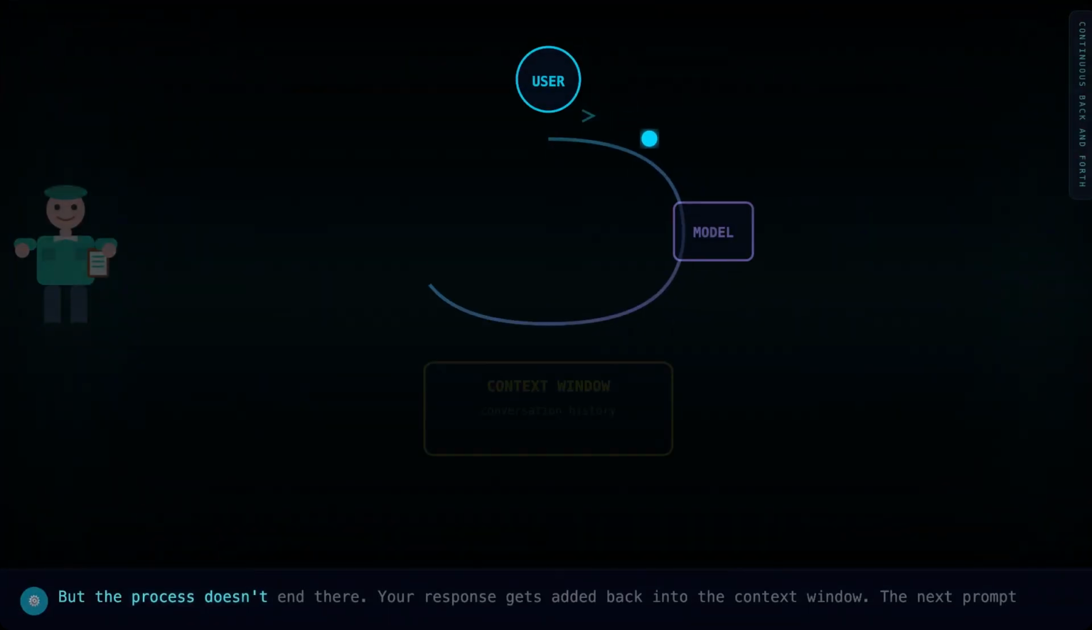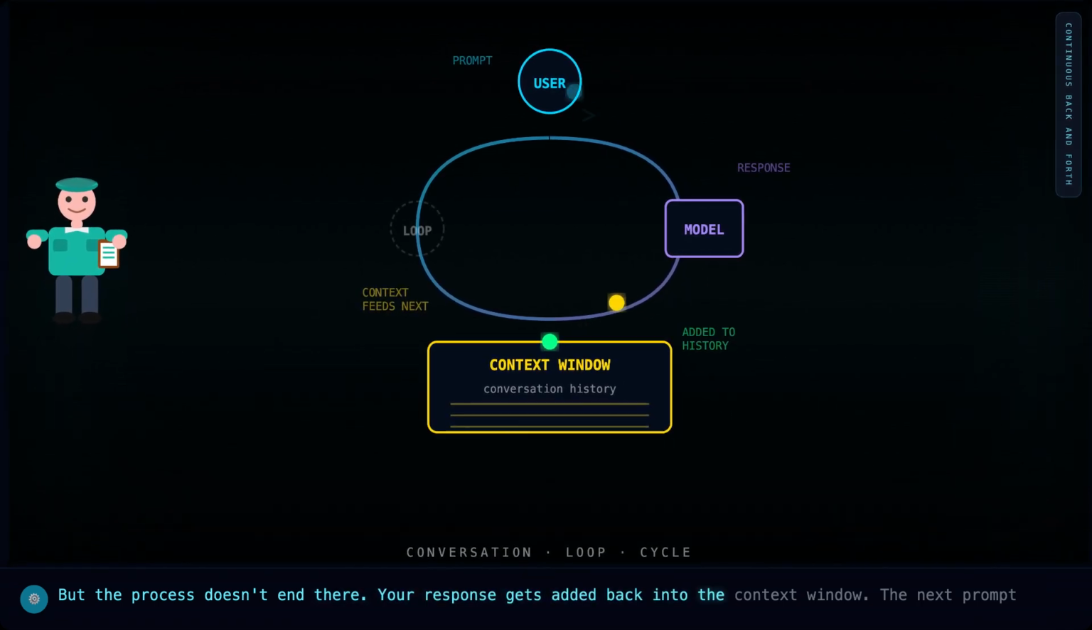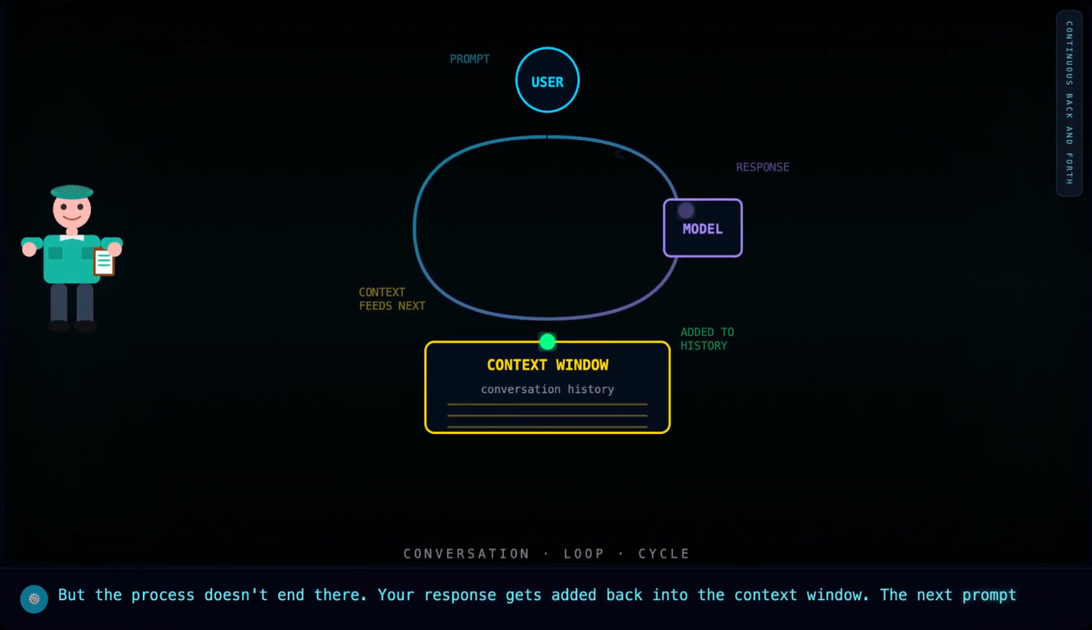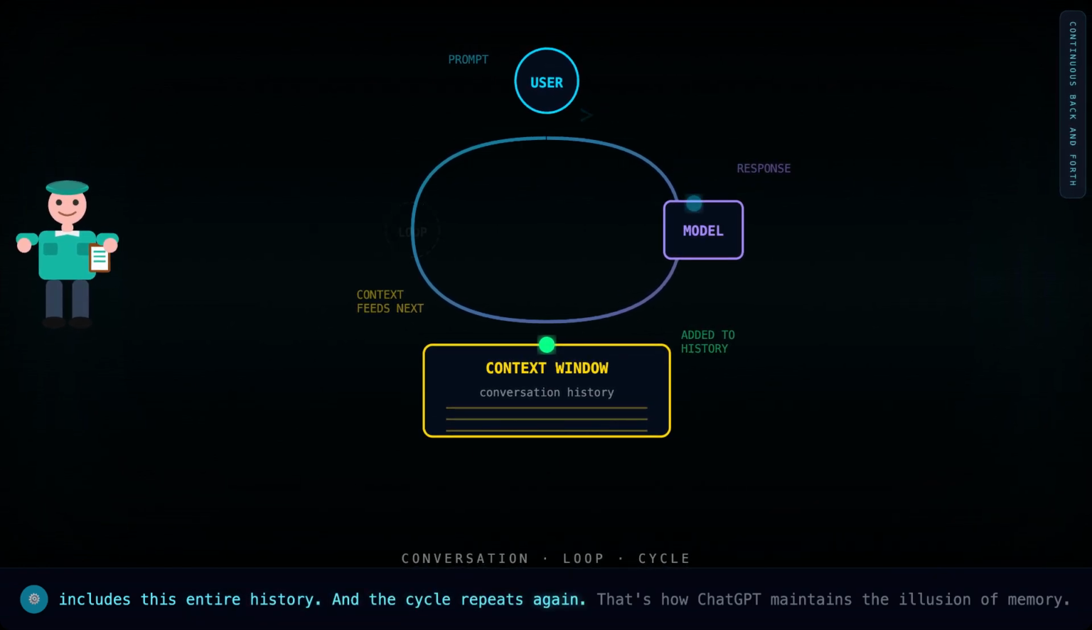But the process doesn't end there. Your response gets added back into the context window. The next prompt includes this entire history. And the cycle repeats again. That's how ChatGPT maintains the illusion of memory.